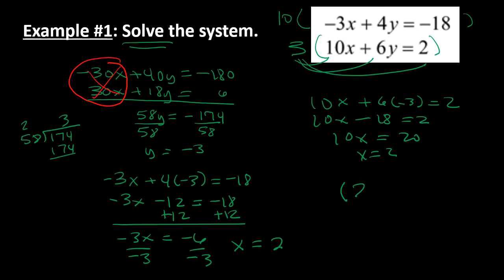So this actually is an ordered pair 2, negative 3. If you graph these two lines, they would intersect down here at the point 2, negative 3. So this actually ends up being an ordered pair because it is a point. So I would like for you to write your answers in an ordered pair.